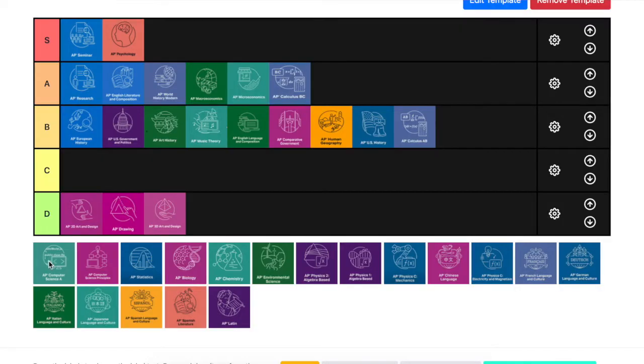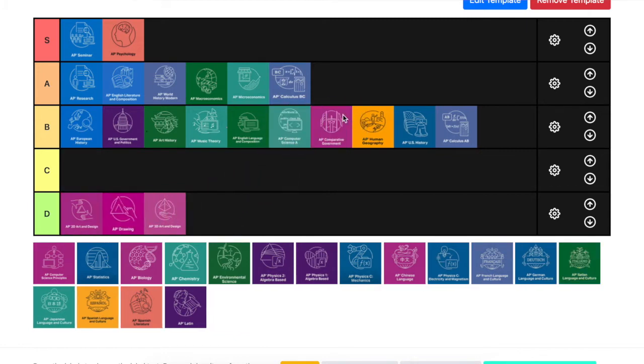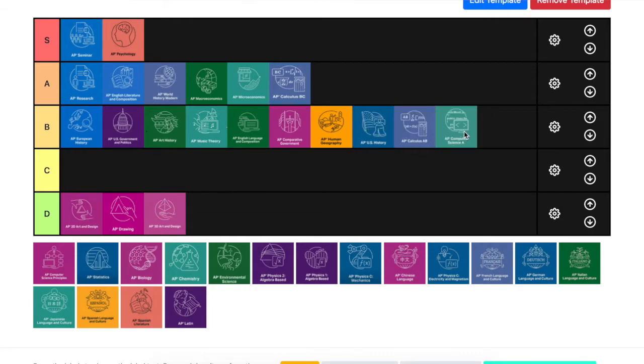So after Calc, we're going to talk about computer science. We're going to do computer science A first, and that will go in the B tier. Though the class isn't as bad, if you are coming into the class without any prior experience, you need a teacher who knows what they're doing. The course is very language based, so there's a bunch of coding, and I think for that course you'll be learning Java. So you need to understand its syntax and stuff like that.